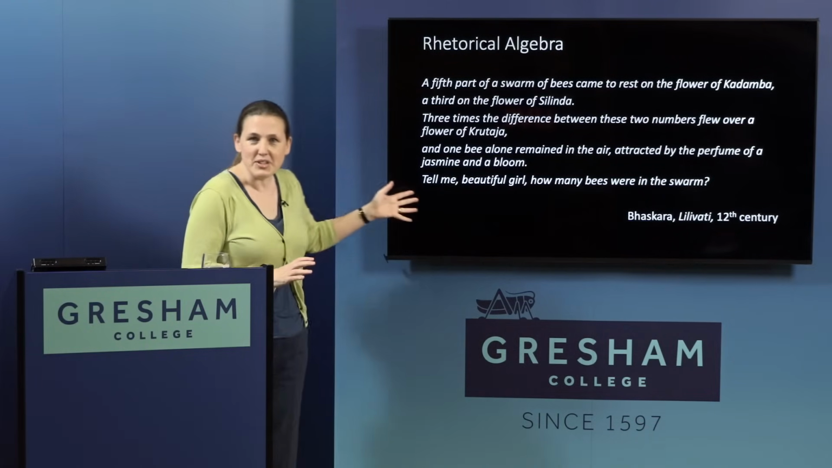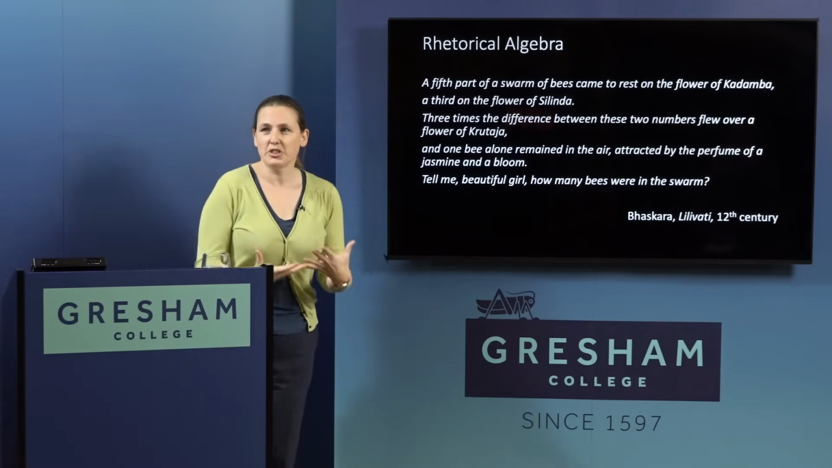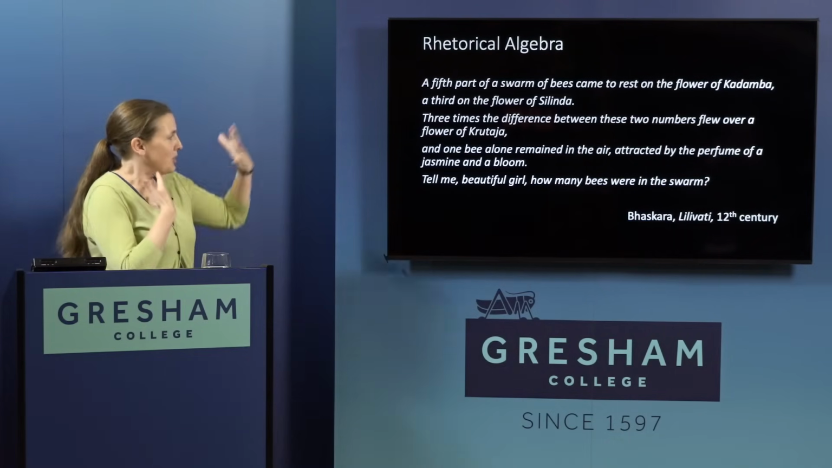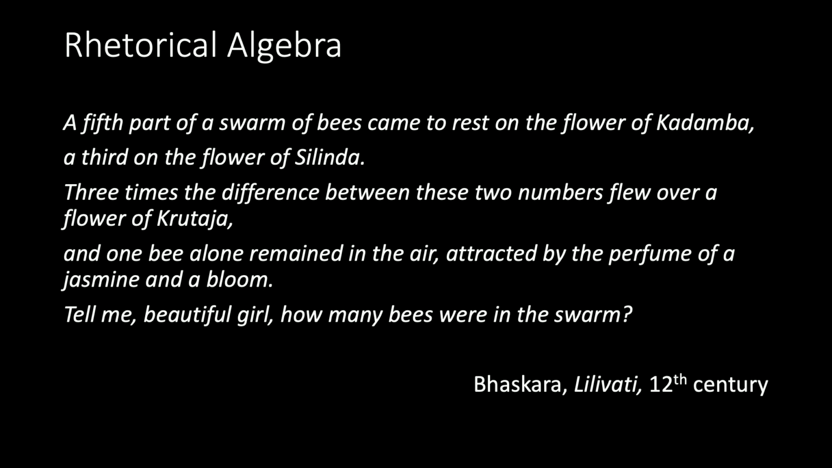This is a particularly beautiful example. So in India, the tradition was for Sanskrit writing to be done in poetry. So you have lots of people who are mathematicians and poets and astronomers. It's all part of the same intellectual thing, really. This is a beautiful problem. This is by Bhaskara in a book that he dedicated to his daughter Lilavati in the 12th century. And wouldn't it be lovely if our algebra problems were like this?